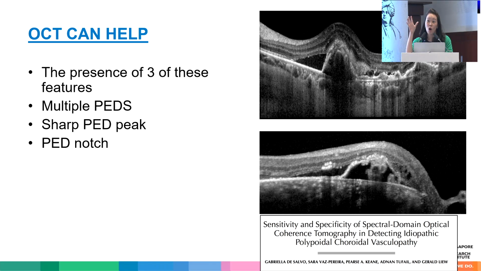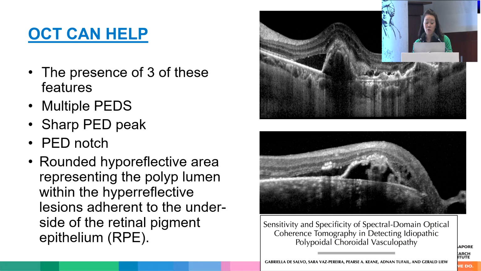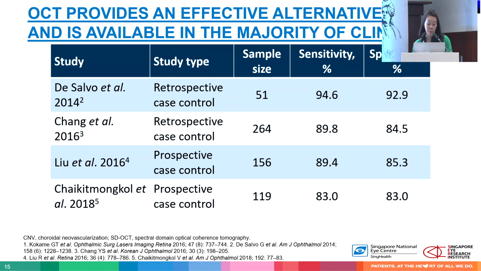A PED notch on fast imaging is different, because that looks like sort of the inside of a bean on the en face, but the notch on the OCT is a little bit different of a sign. So anyways, you can see here also the rounded hyporeflective area with the polyp lumen that you can see in some of these pictures over here. These are also very typical of PCV.